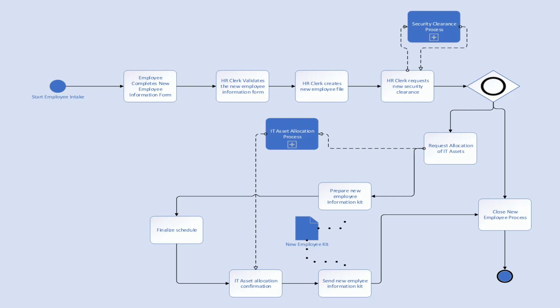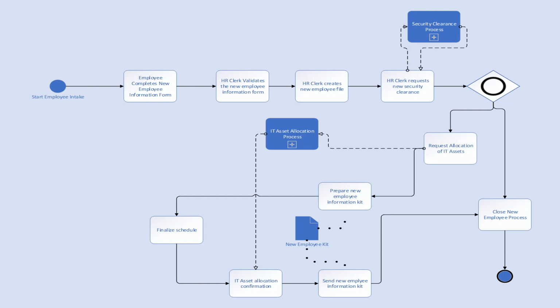So let's take a look at our process in BPMN, Business Process Modeling Notation. As you can see, all of the analysis and design work that we have taken on has led us to a really well-designed, streamlined sequence of activities which make up our process. All of the activities that we previously identified, such as collecting information, creating a new employee information form, creating an employee kit, requesting a security clearance, are all reflected, as is the sequence of those activities.